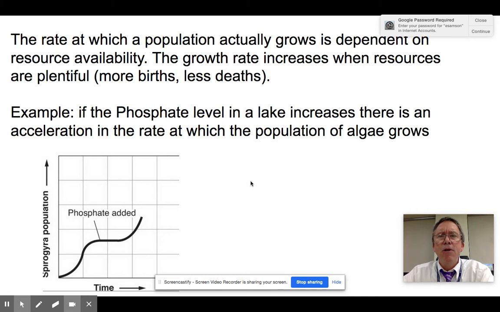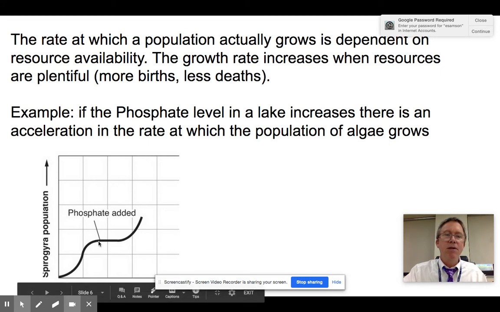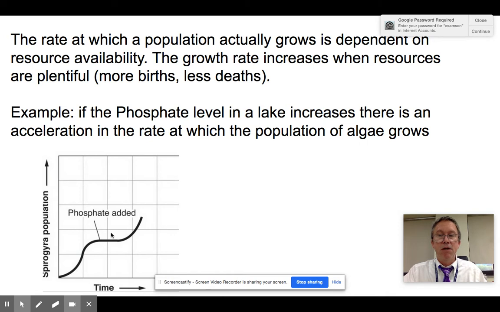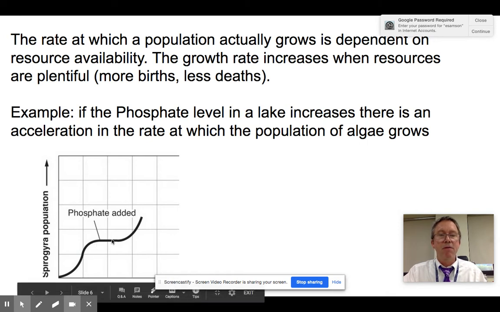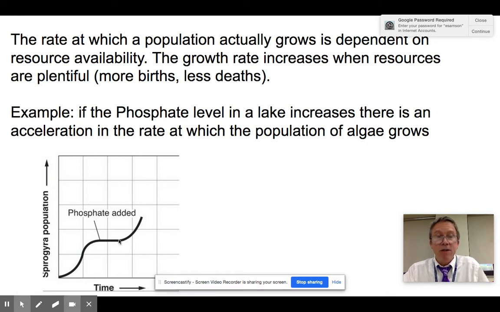Now, the rate at which a population actually grows does depend on other things. And the main thing is resource availability. I mean, there's other things too. So let's just say that more resources suddenly become available, like we have here. So we have an organism growing, and then it starts to level off for reasons we'll talk about soon, like resources became limited. But then what happens, we added a resource, in this case phosphate, to the aquatic organism's environment, and suddenly it can grow faster again, so it goes back up.